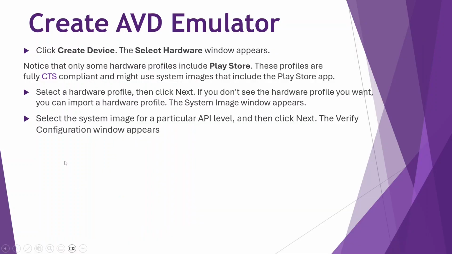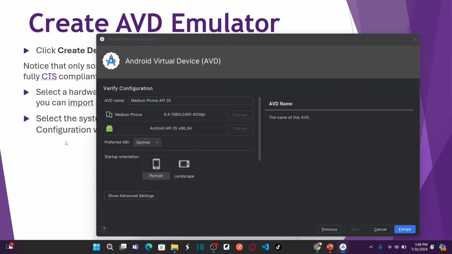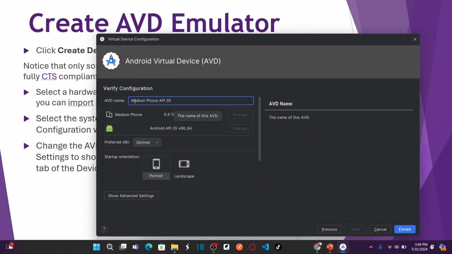So once you click on next, the verify configuration window appears. So this is the window, verify configuration window. In the verify configuration window, you can change the name of your virtual device. Let's say I would like to change the name as medium underscore Ravi. Okay, so this is my device, that's why I'm naming it with my name. Okay, and then you can select if you want to start your orientation with portrait or landscape, right? You can select anything you want and go to advanced settings.